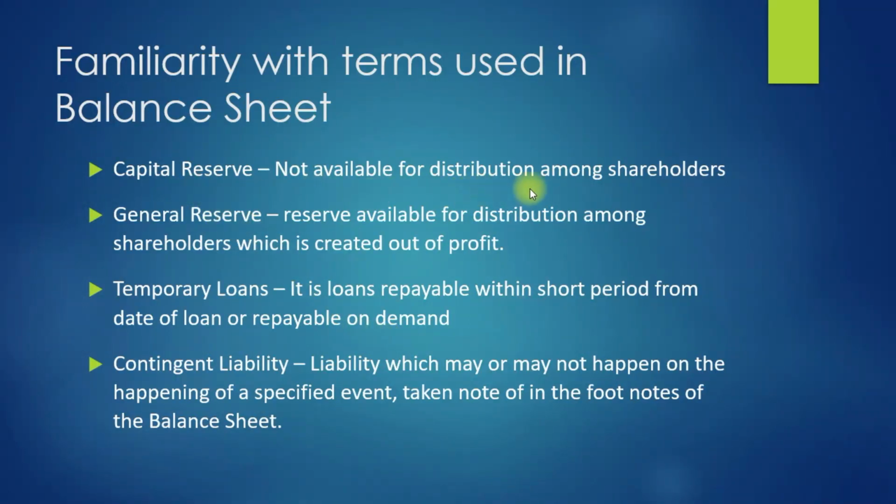Capital reserve, which is not available for distribution among shareholders. That is what is capital reserve. General reserve, which is the reserve available for distribution among shareholders, which is created out of profit. Temporary loans. It is loans repayable within short period from date of loan or repayable on demand. That is what is temporary loans. Contingent liability. So the loans may be an asset for a bank. Contingent liability is basically what are fixed deposits or anything like that. But contingent liability, what is it? So contingent liability is which may or may not happen on the happening of a specific event. So any liability which may or may not happen on the happening of a specified event is a contingent liability which is taken note of in the footnotes of the balance sheet.